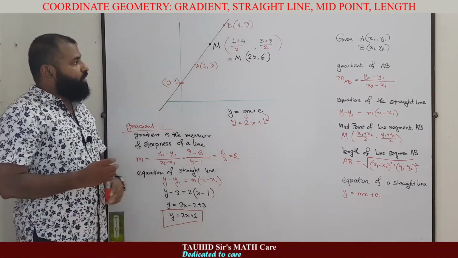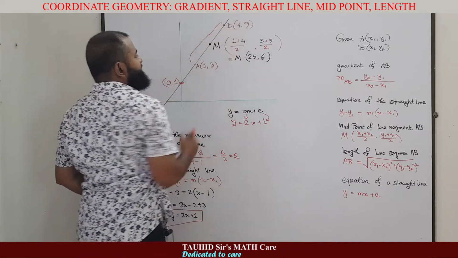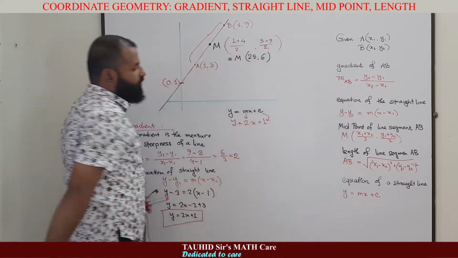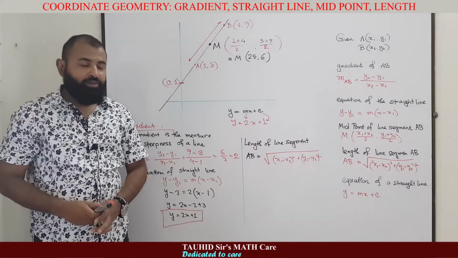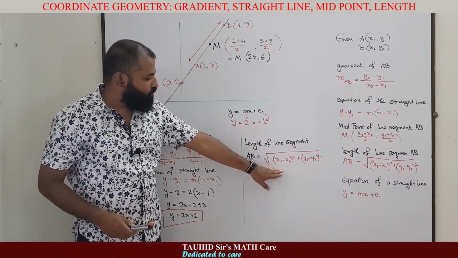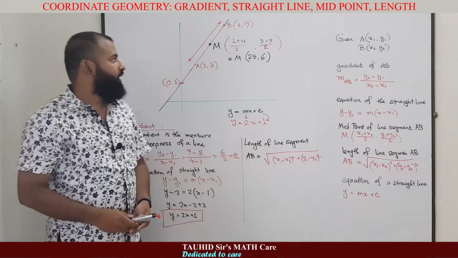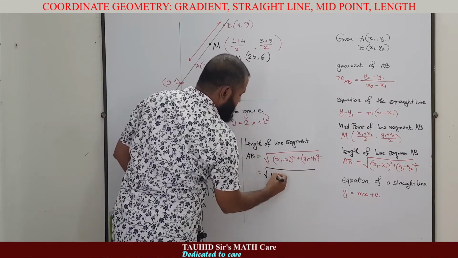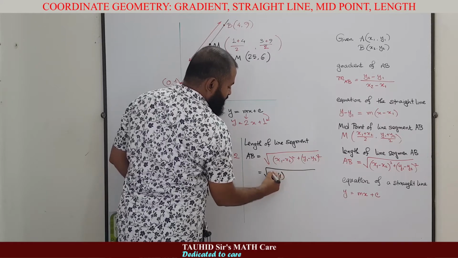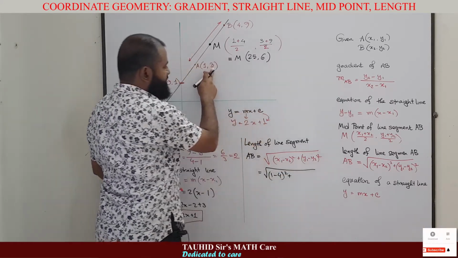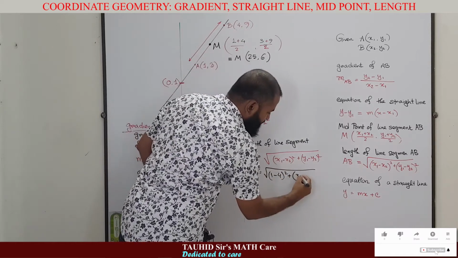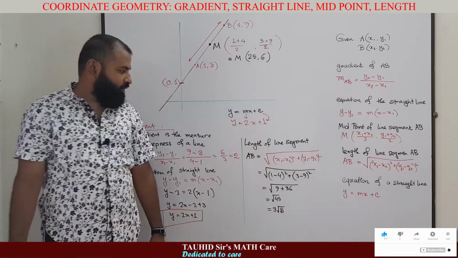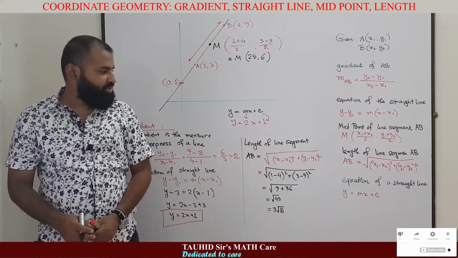Now if you are asked what is the length of AB, this length, how to find that? You are given a formula for this, length of line segment AB. Length of line segment AB is root over x1 minus x2 whole square plus y1 minus y2 whole square. So what is the value of x1? This is 1 minus x2 4 whole square plus y1 is 3 and y2 is 9. 3 minus 9 whole square equal to. Therefore, the length of the line segment AB is 3 root 5.